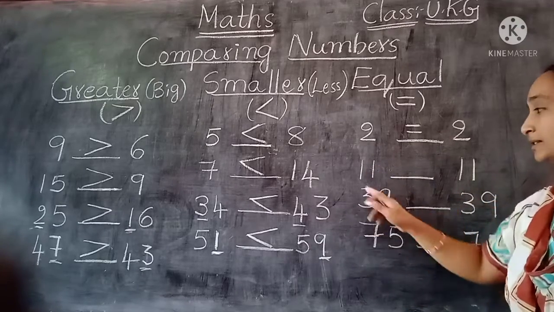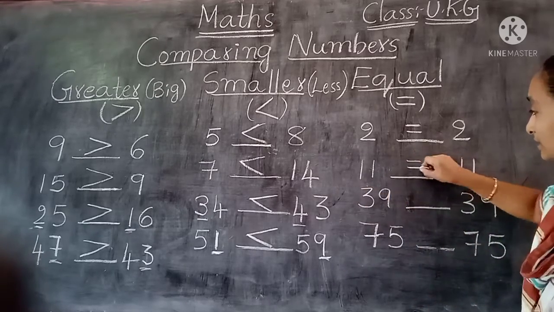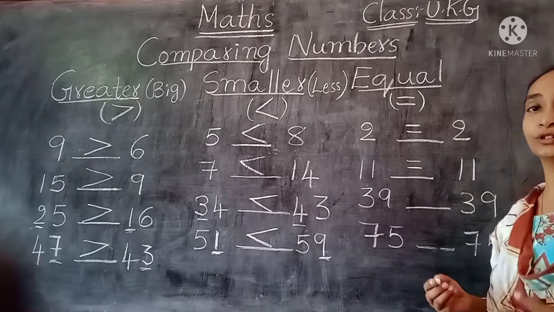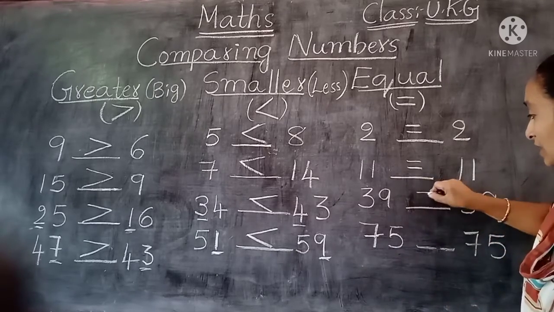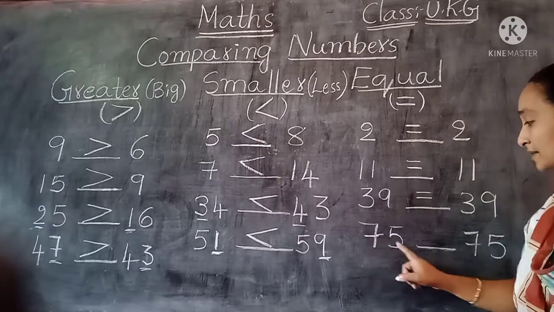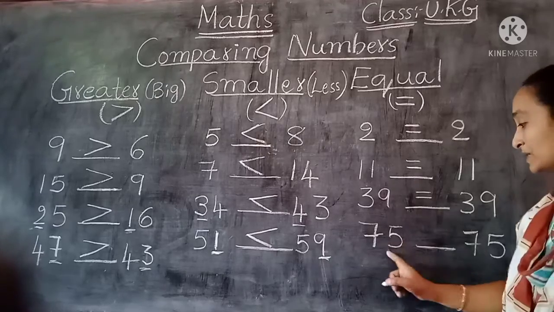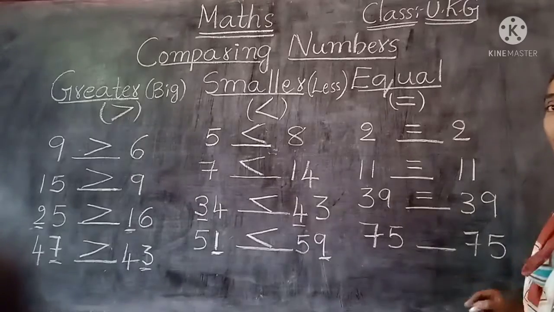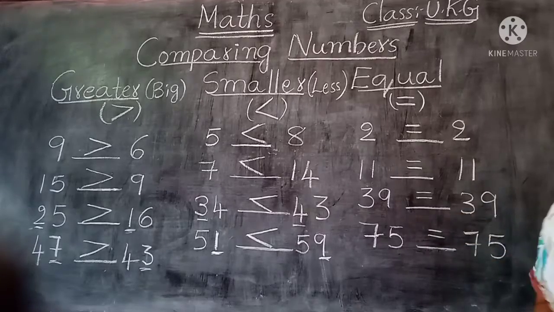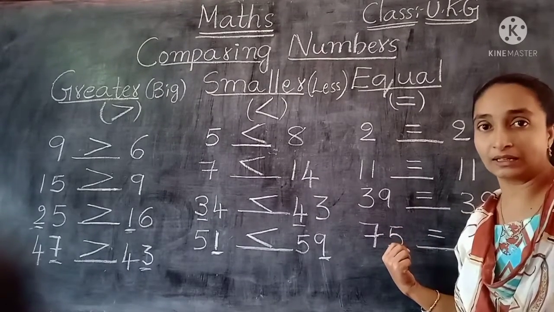Now two digit numbers, 11 and 11. Yes, both are the same. Equal. And 39, 39. Here also both the two digits are the same. Equal. Now here is another bigger number. 7 tens, 5 ones. So the tens place is the same, 7. The ones place is also the same, 5 ones. So then we can keep the symbol equal. So both the numbers are equal.